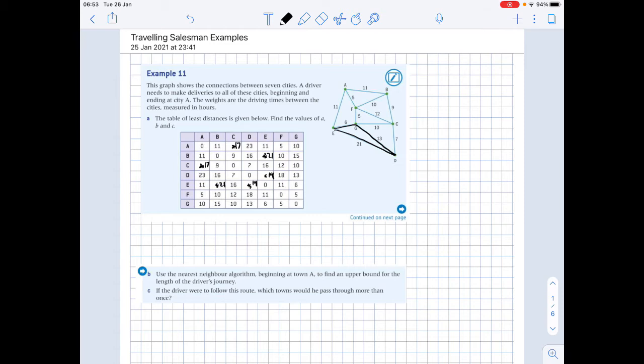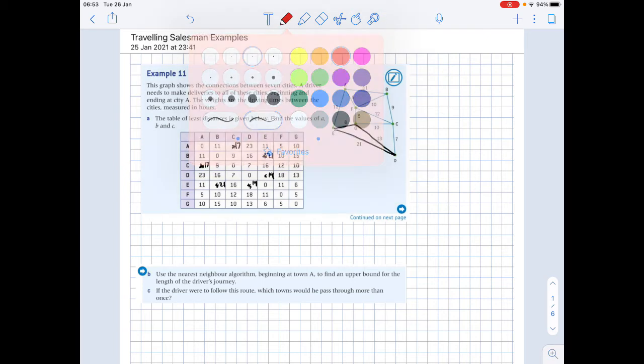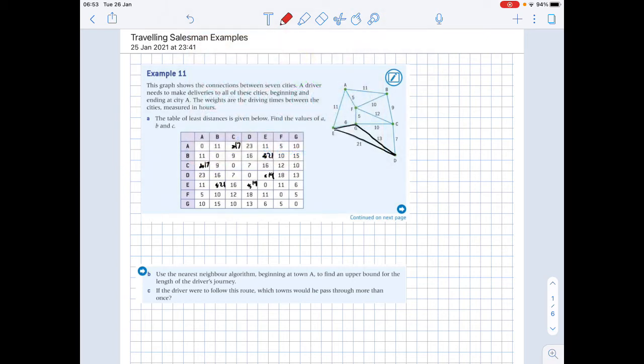Once you have your table of least distances, you can then begin to apply the nearest neighbour algorithm, telling us that we need to begin at town A, because that's where we're going to end up. So we go to our table, and because we're beginning at town A, we cross out column A. Then we look for the lowest value. The lowest value in the row of A is F. So we cross out the rest of that and we can start to write down the route AF.